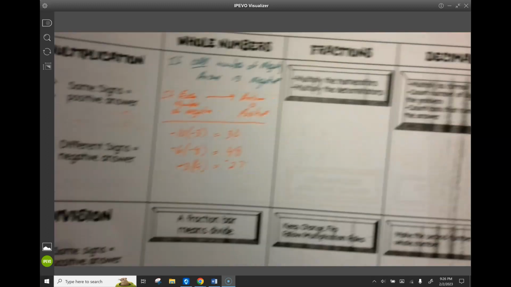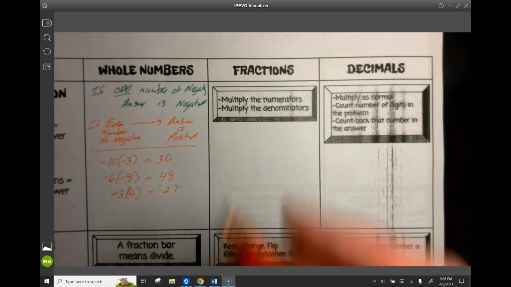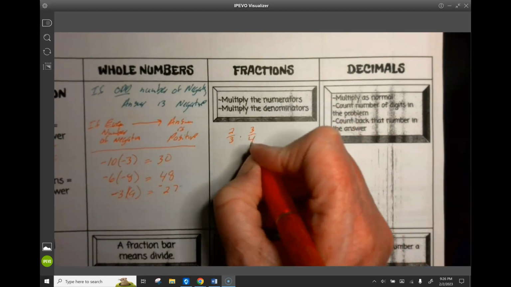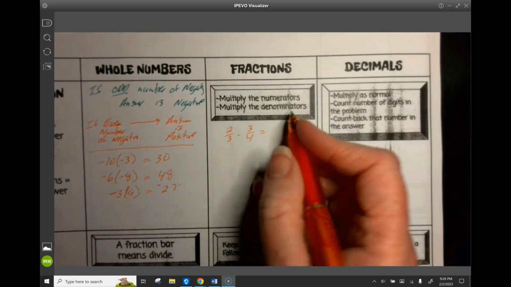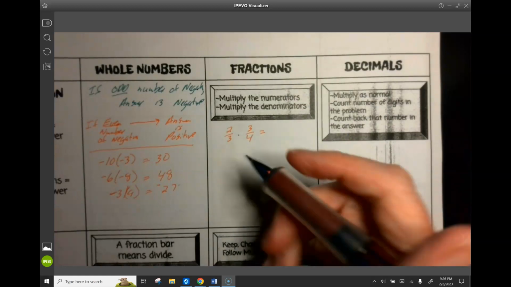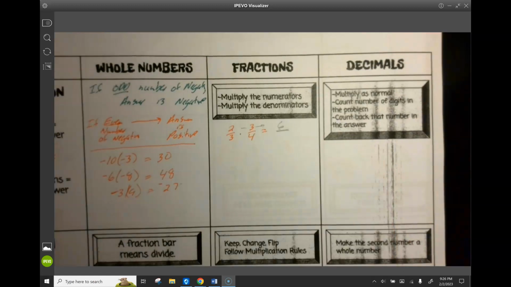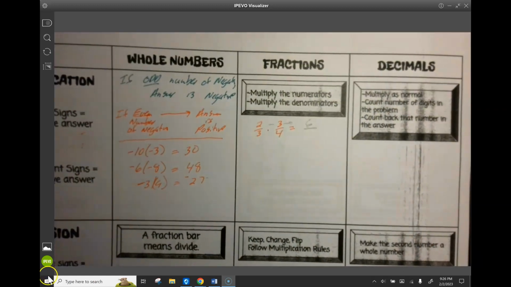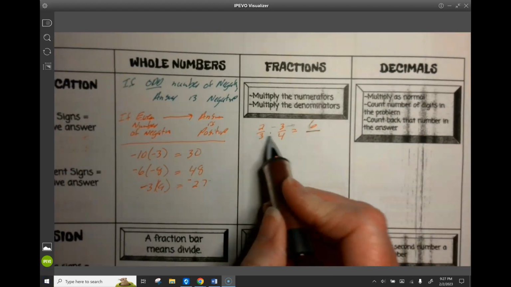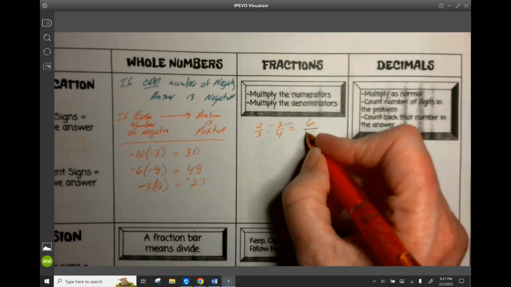Okay? So, now, fractions. In multiplication is just the easiest one there is. So let's say I have 2/3 times 3/4. I multiply the numerators. I just multiply those all the way across. 2 times 3 gives me 6. So I multiply the numerators. I multiply the denominators. 3 times 4 is 12. Okay, so I get 12.